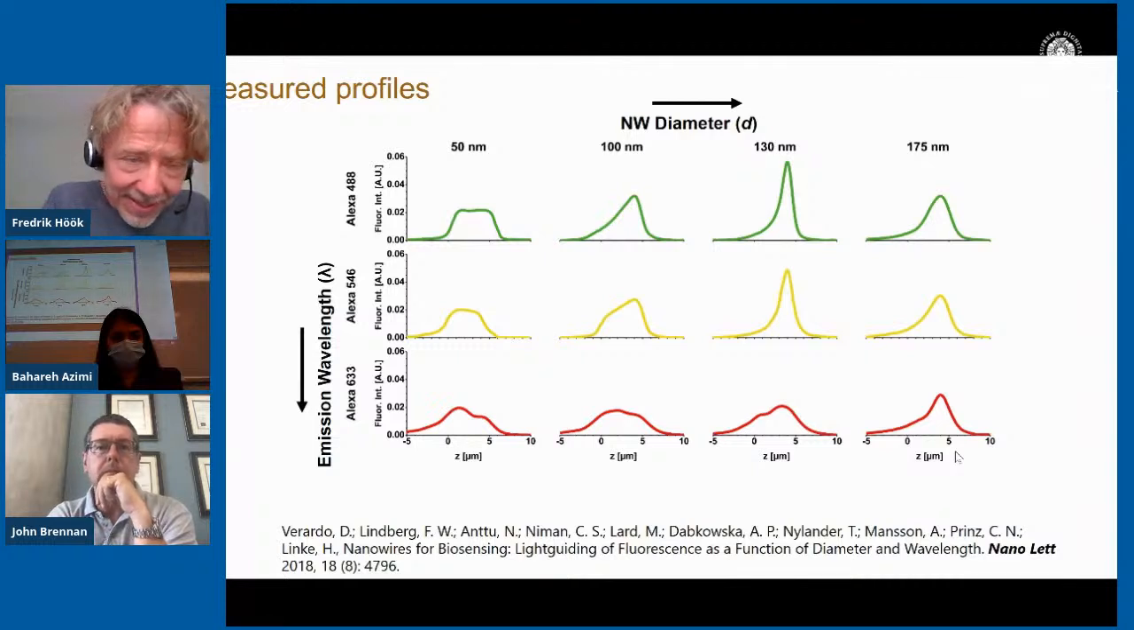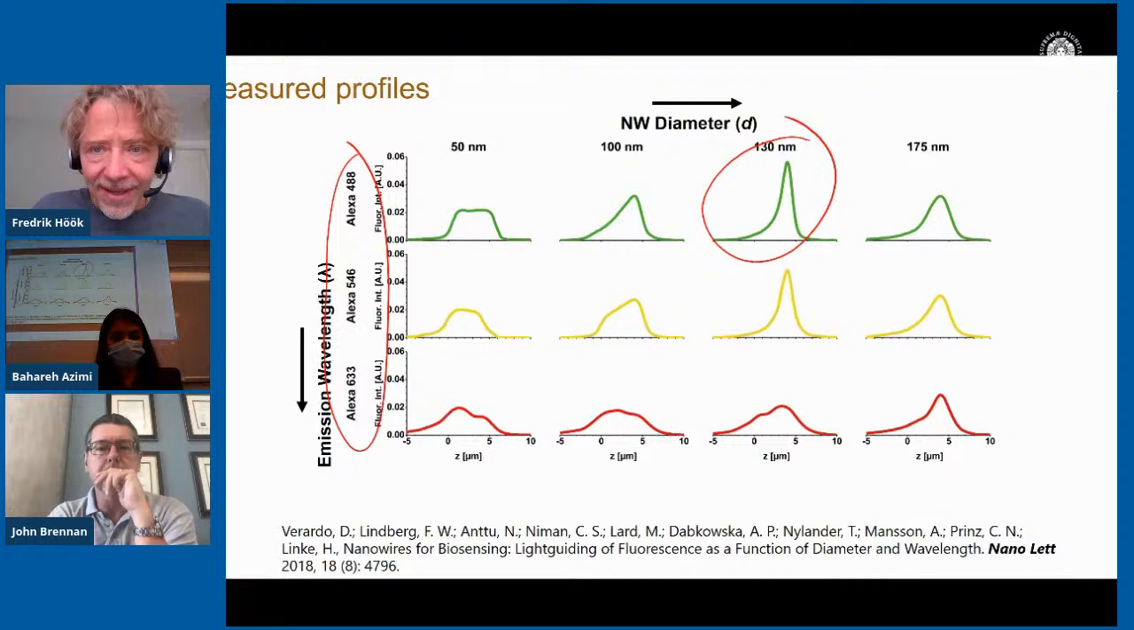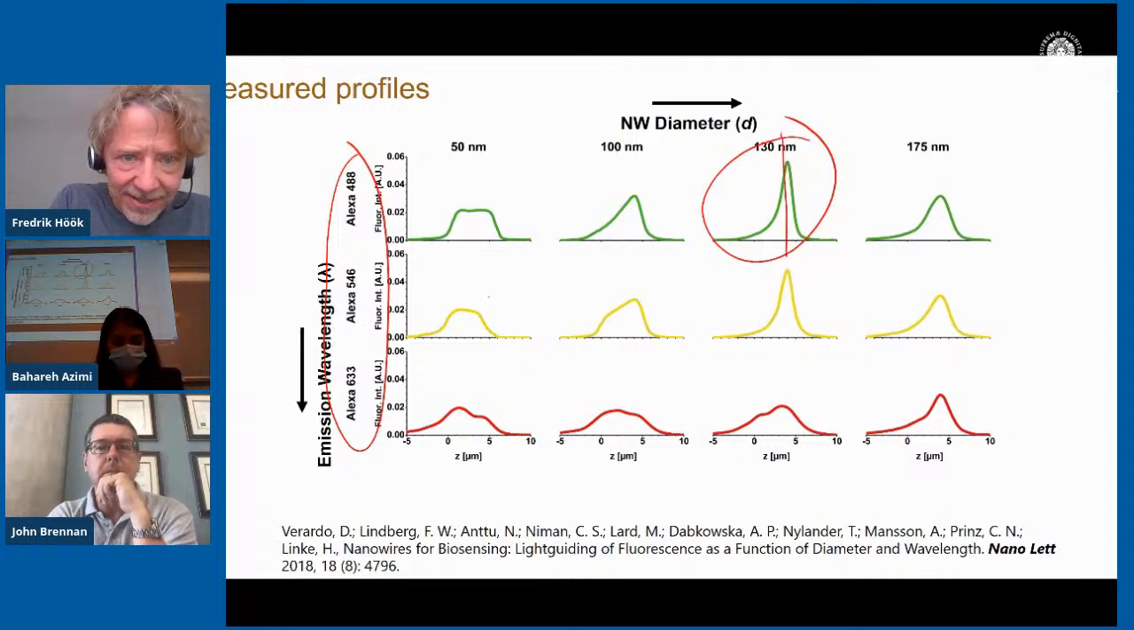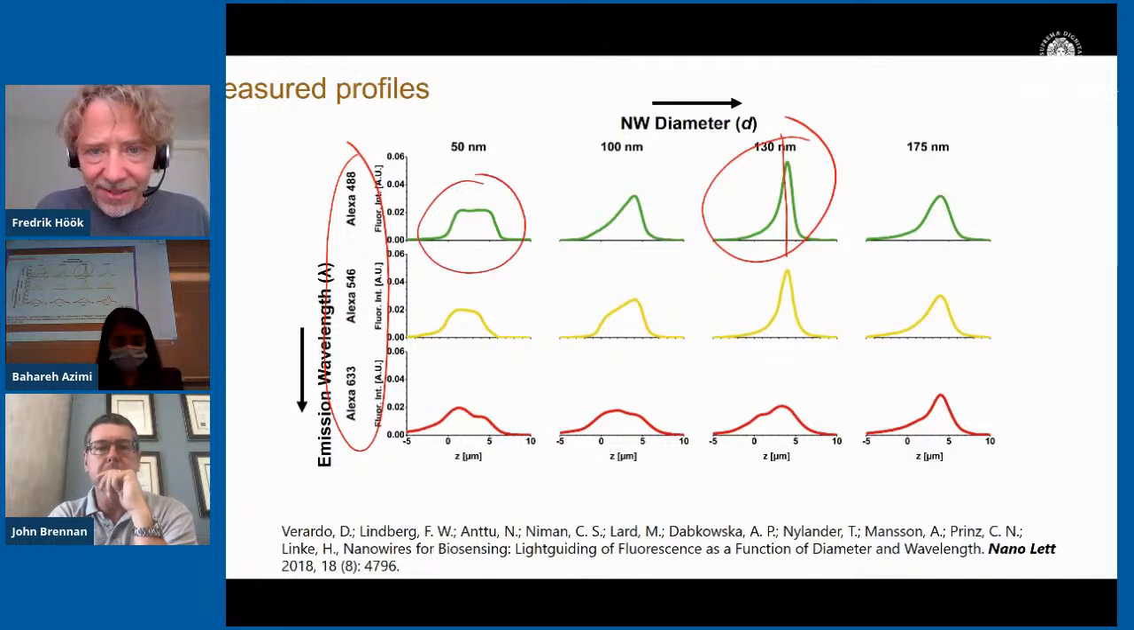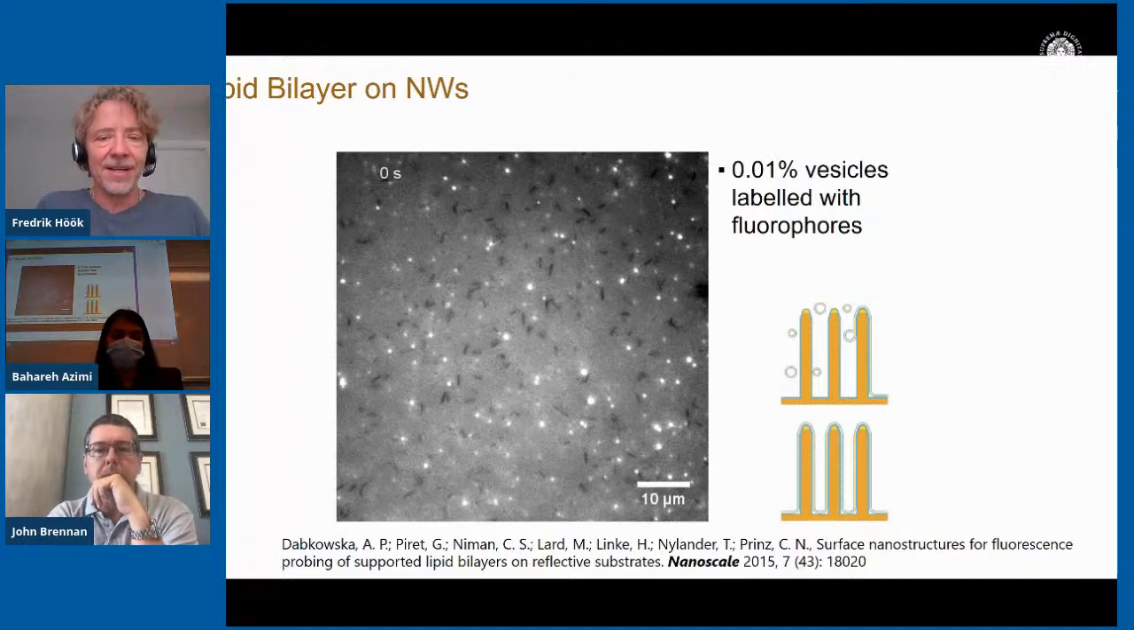And this is illustrated here for 3 different fluorophores with different excitation and emission wavelengths. And this is an example of an optimal diameter, 130 nanometer for Alexa 488, where you see a clear emission near the tip, while for many other dyes or diameters you see a more homogeneous distribution. This is all presented in a paper from Linke's group. And this is an example of forming a supported lipid bilayer on silica-coated nanowires.